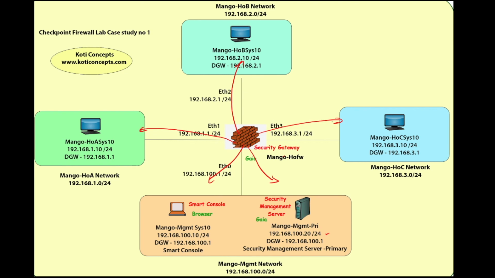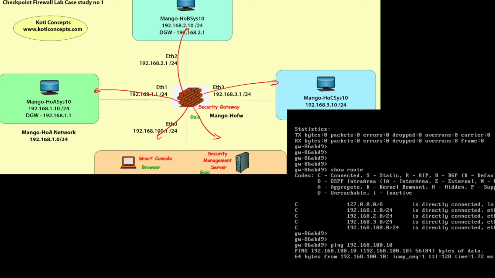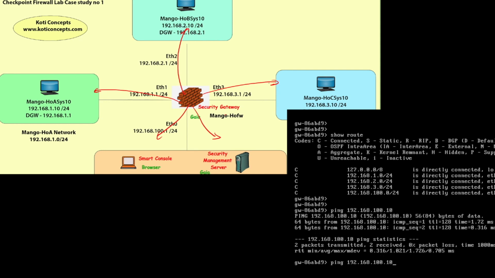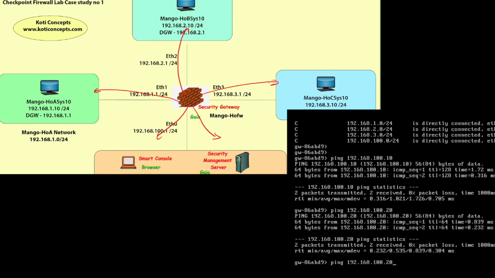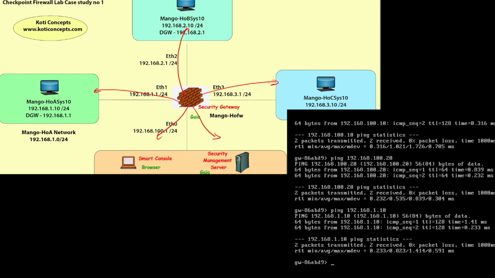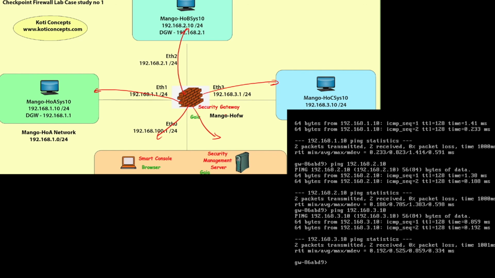Now let us give the command and check this. So I go here, I say ping 192.168.100.10. I could ping. Can I ping 100.20? Also I could ping. Can I ping 1.10? I could ping. Can I ping 2.10? Also I could ping. Can I ping 3.10? Also I could ping.